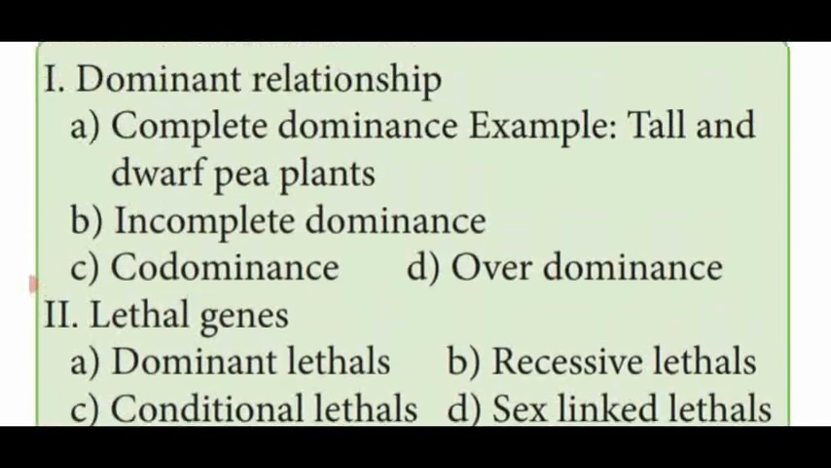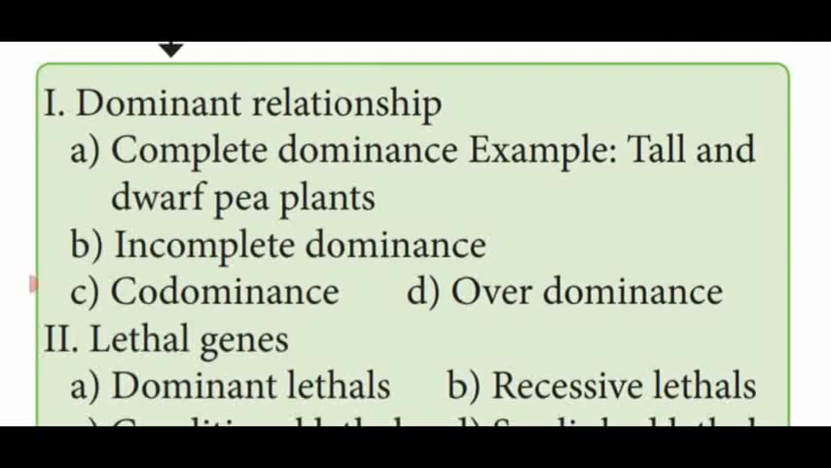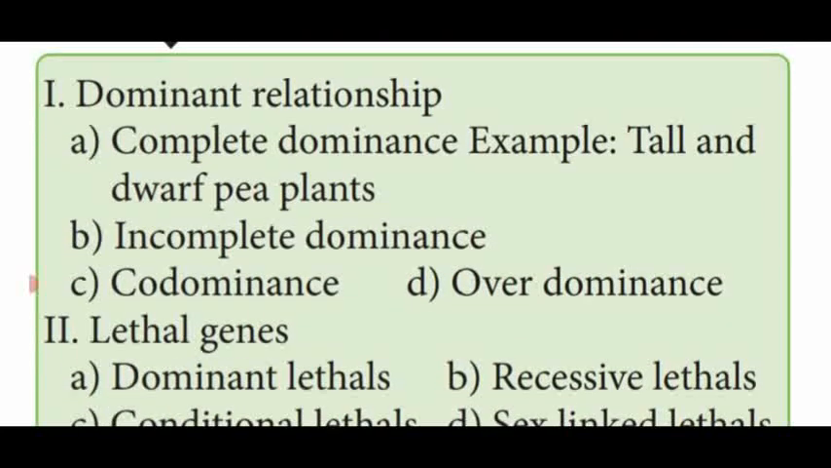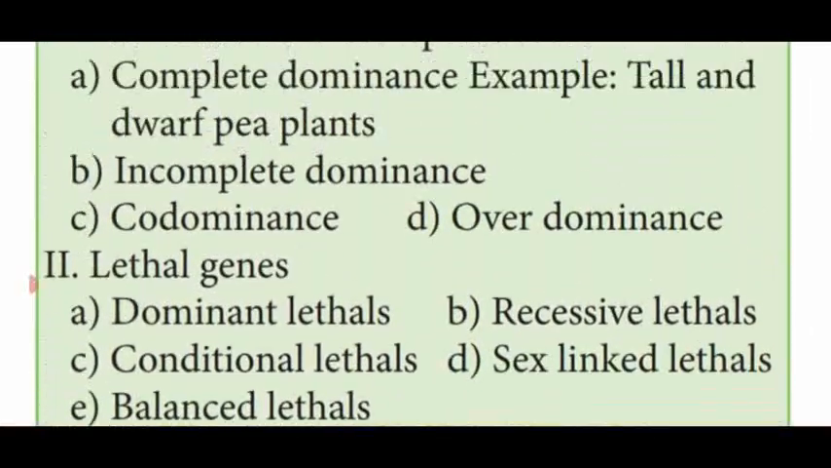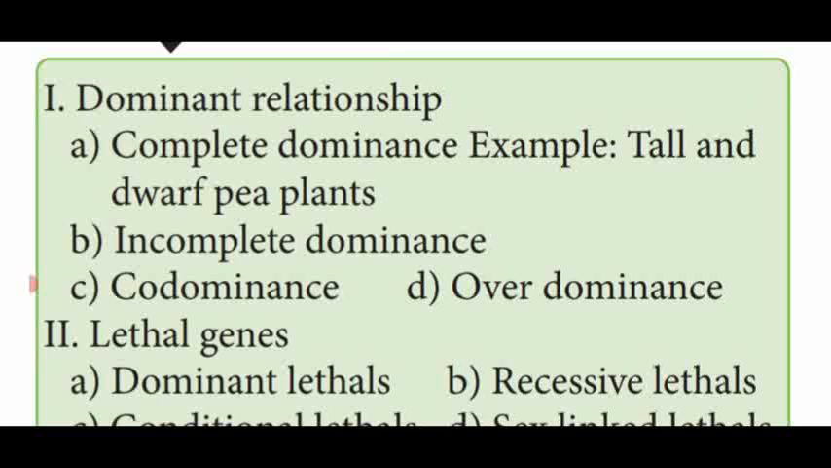and multiple alleles. In dominant relationship we have complete dominance. Example, tall and dwarf pea plant. Incomplete dominance, co-dominance and over-dominance are the different types of dominant relationship of intralocus interaction. Another one, lethal genes. Lethal means a gene which causes death in the organism.